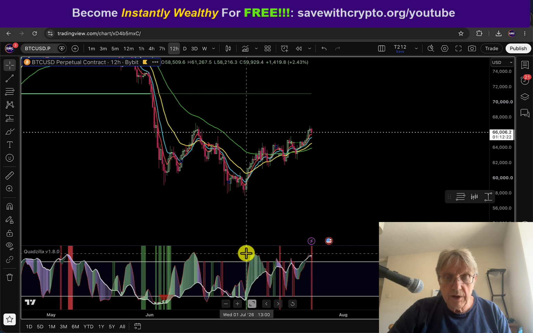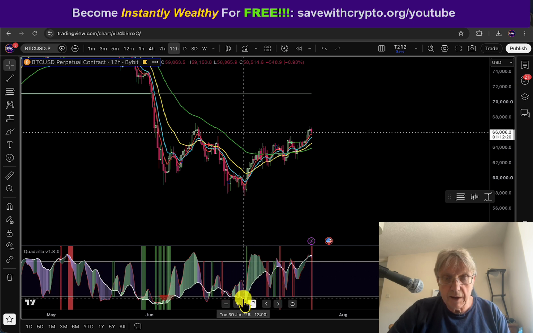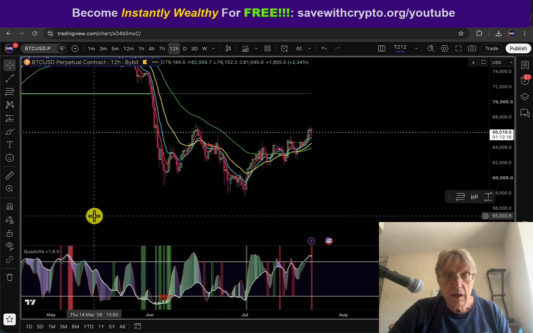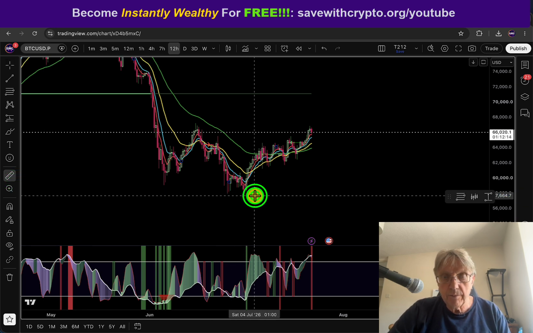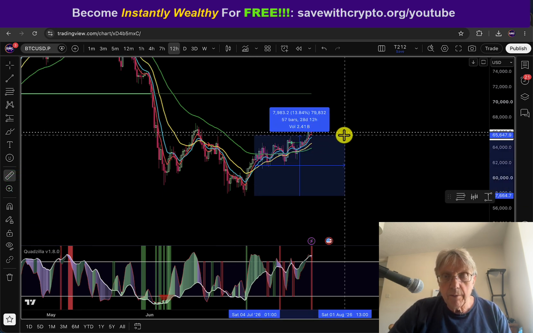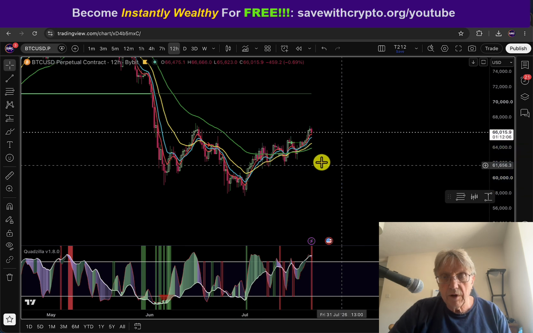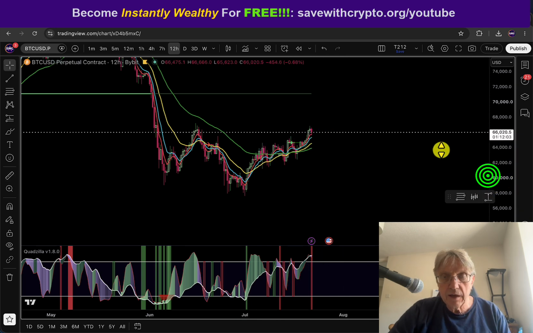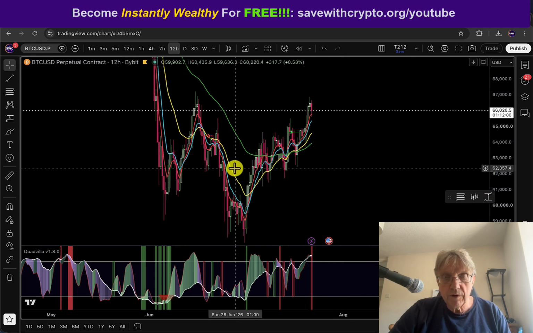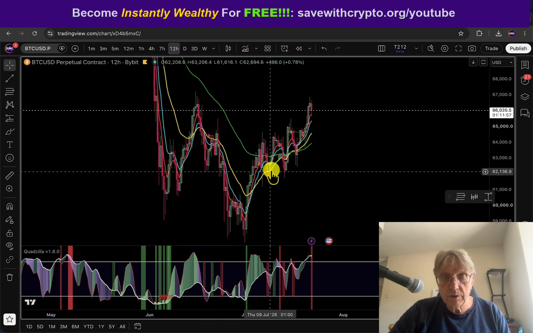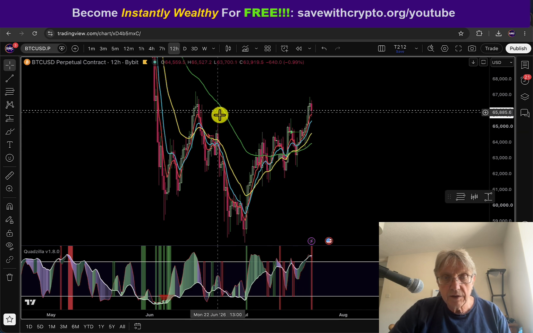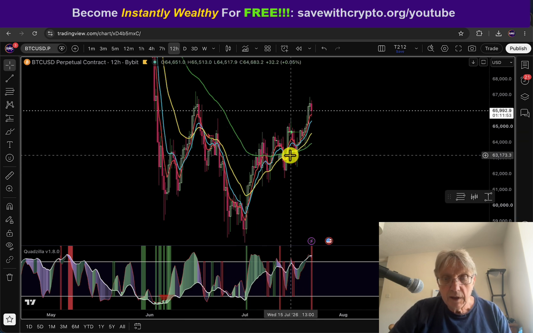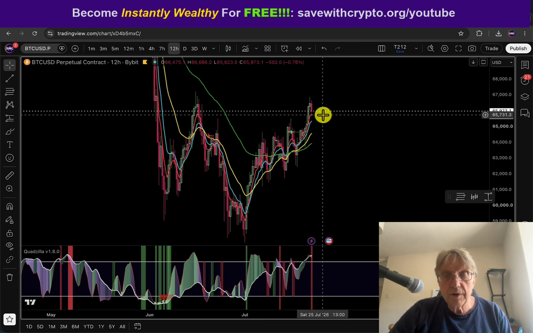Since then we got this green bar here as the convergence band went super low around the start of July, and we've had a beautiful run up from there, up about 13%. We're currently getting a slight pullback today, but overall we've got this cross of this yellow 21 EMA and this green 55 EMA. That cross happened on the 15th of July, and it's been up since.